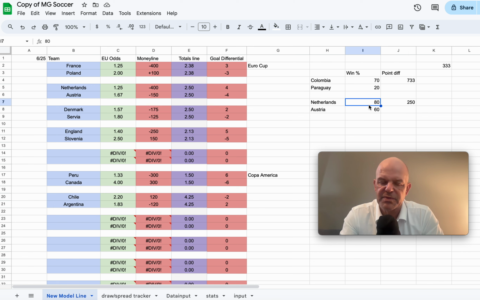You have to factor in both sides, meaning even though Netherlands has an 80% chance, the model also says Austria has a 60% chance. So this is what I call a classic 50-50 game, meaning if they played hypothetically 10 times, Netherlands would win 5, Austria would win 5, okay?